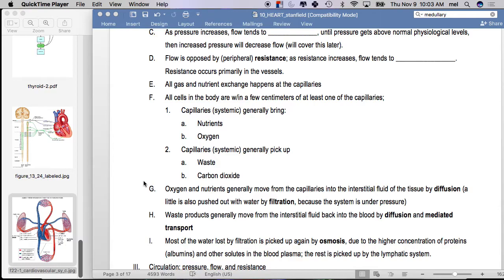Resistance is primarily due to friction. So I want you to think about pressure as occurring all through the system. Resistance actually really occurs in the vessels. It doesn't really occur in the heart. Anything that increases friction in the vessels, like for instance, decreasing the size of the tube, that'll add to resistance and therefore do what to flow? Decrease flow, okay?